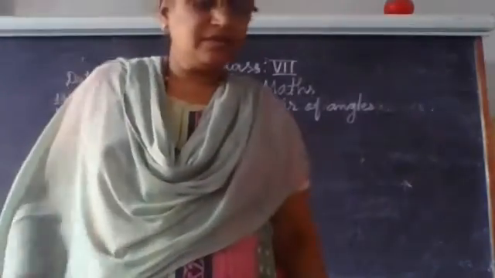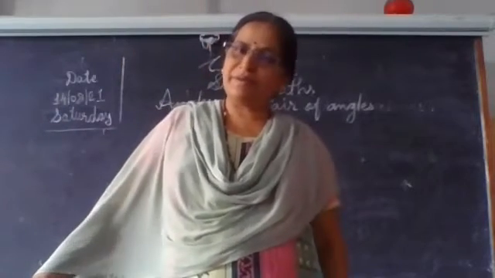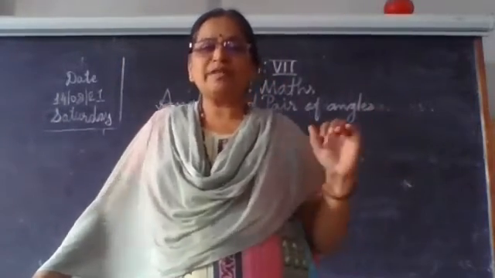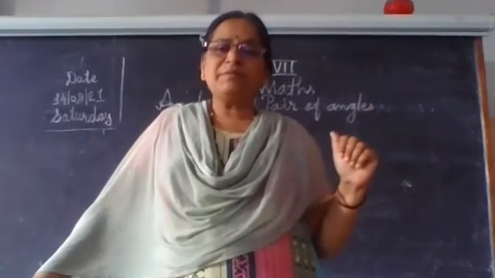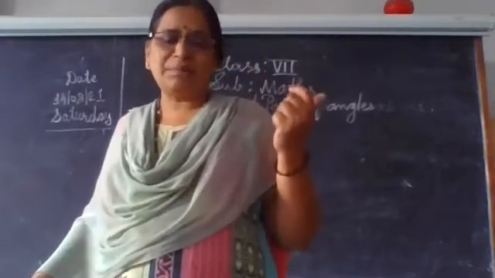Good morning, children. So that day, beta, we have learned complementary angles and supplementary angles. Complementary angles means if the sum of two angles is 90 degrees, they are said to be complementary to each other. Supplementary angles means if the sum of two angles is 180, they are supplementary.